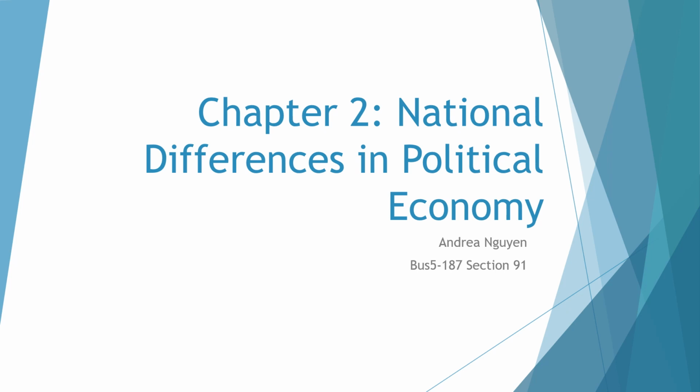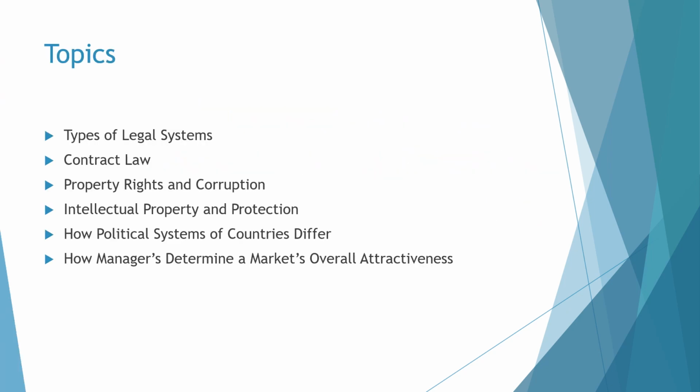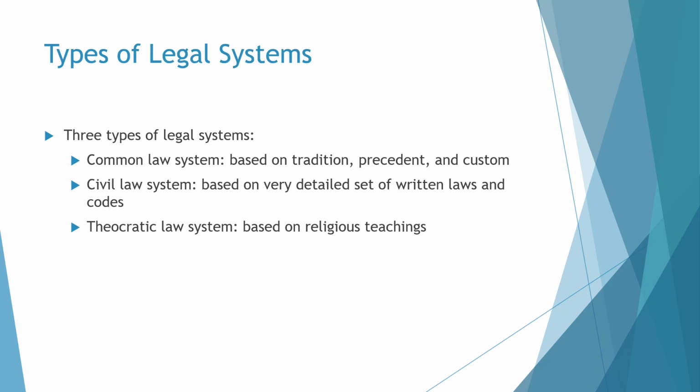Hi everyone, my name is Andrea, and today I will be covering topics in Chapter 2, National Differences in Political Economy, that will be on our first midterm. The topics that I will be going over are types of legal systems, contract law, property rights and corruption, intellectual property and protection, how political systems of countries differ, and how managers determine a market's overall attractiveness. So let's begin by talking about the different types of legal systems.